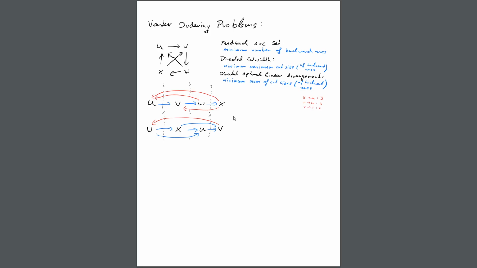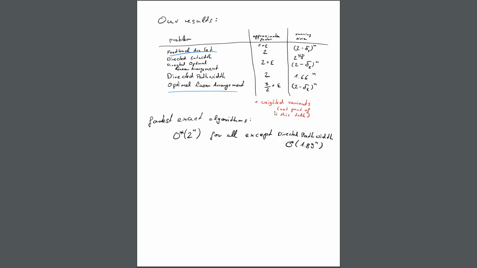And here I want to mention that instead of summing all of these cut sizes, we can instead think of it as taking the length of all of these backward arcs and summing all of these lengths. So here this arc has length 2, this backward arc has length 2, and this backward arc has length 3. And these are two very well-known equivalent definitions. Okay, so now that we are on the same page, what vertex ordering problems are, let's talk about our results.